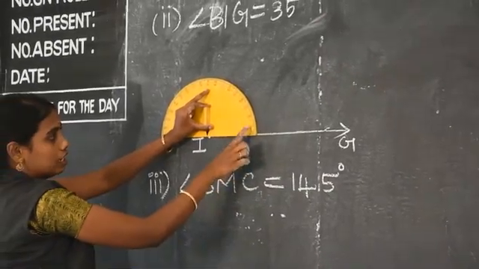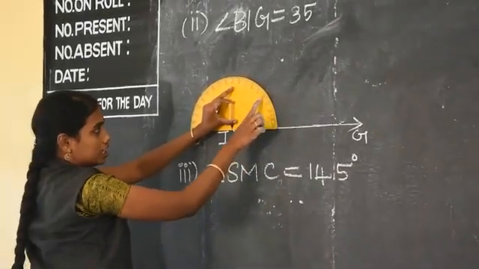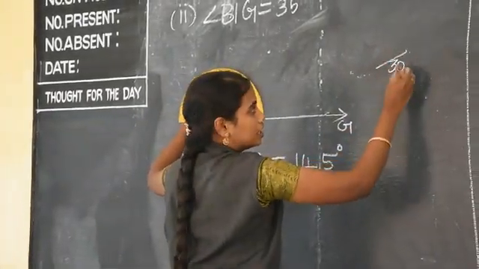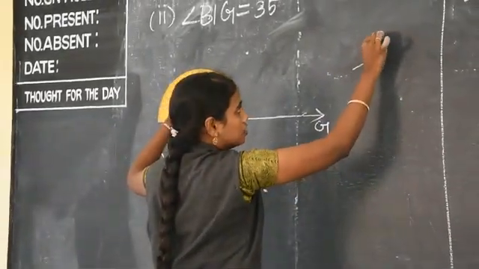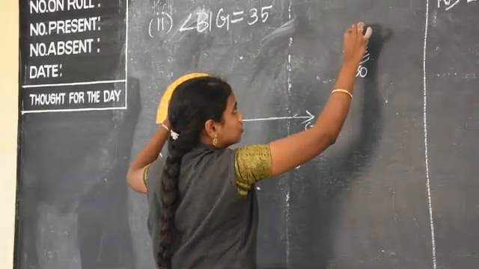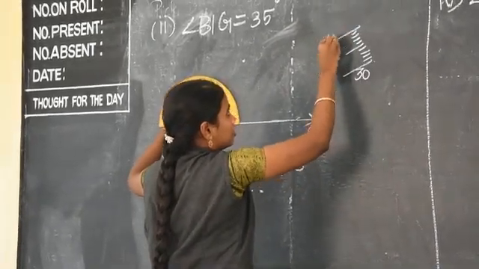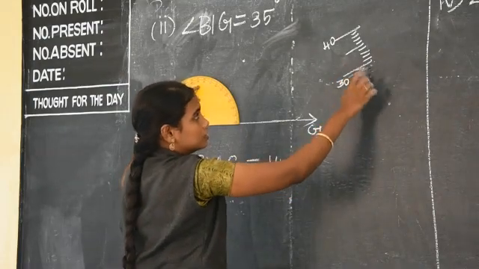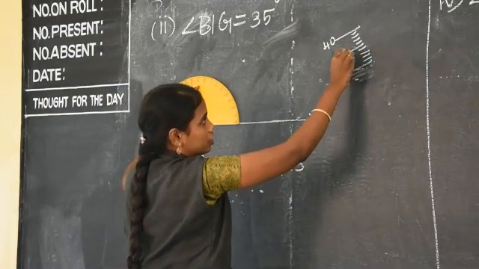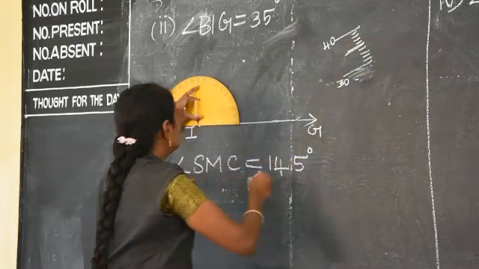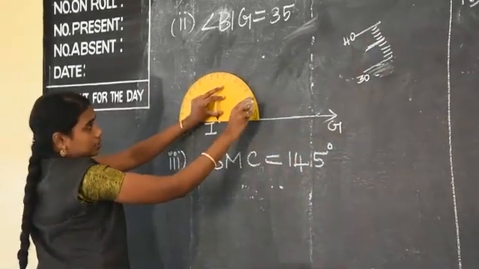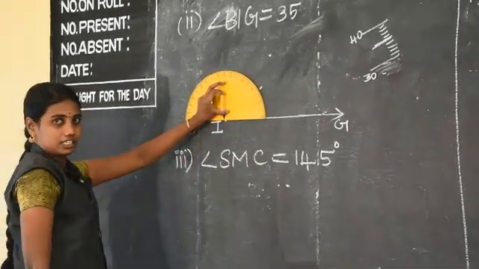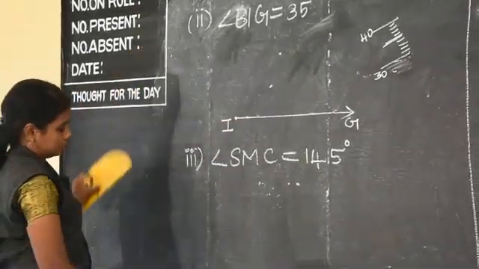0, 10, 20, 30, 40. Okay, listen. 30 is like this. Okay, 40 will be like this. Yes or no? Okay, this is 30, 40. So 35 we are going to do. So 35 is the middle one. Okay. Likewise here listen. 35 I mark. Okay, just a point. Afterwards remove it.